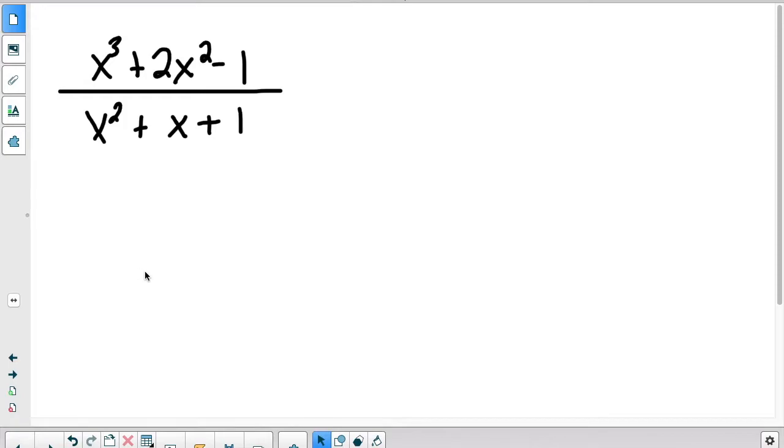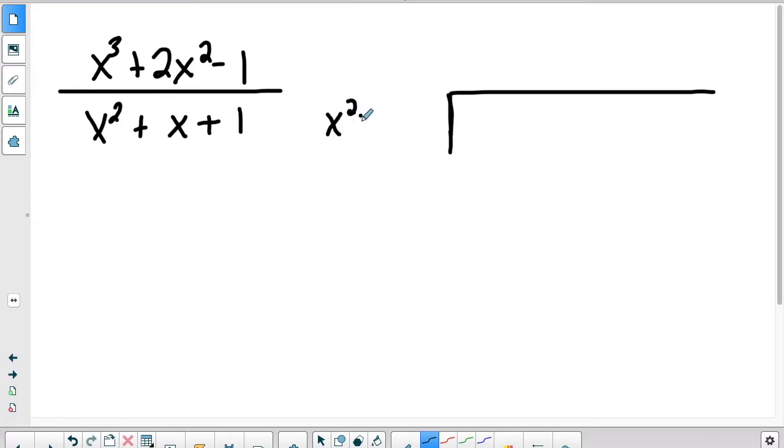Part of chapter 7.4 is looking at partial fraction decomposition when the degree of the numerator is greater than the degree of the denominator. Here the degree of the numerator is 3, and the degree of the denominator is 2. So we're going to have to do long division, and long division is going to be a little bit easier to work with than synthetic division.